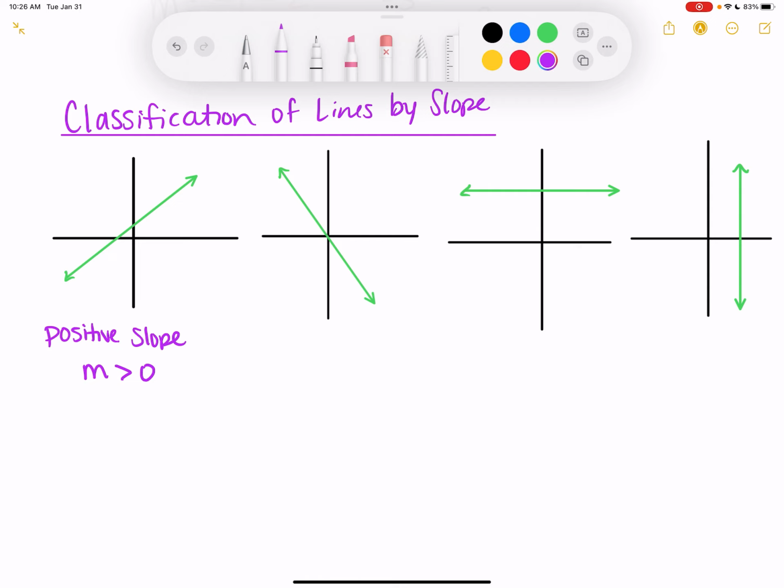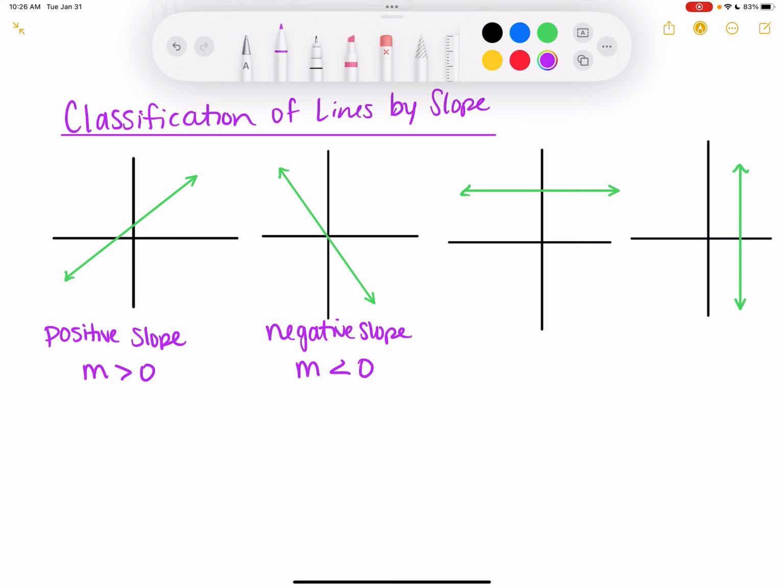This one that left to right is going down is going to be a negative slope. And so that means that m is going to be less than 0. So -0.5, that is going to be a negative slope. -2000 is going to be a negative slope.